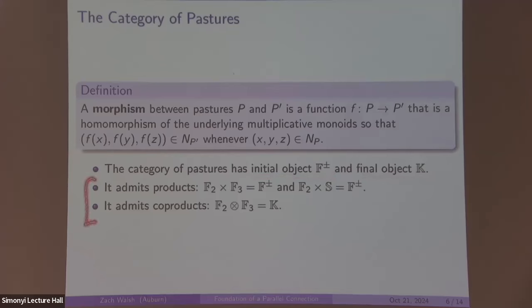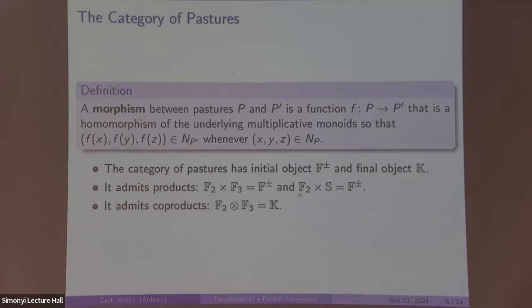And it also has products and co-products. So for example, the product of the 2-element field and the 3-element field is the regular partial field. Okay. So I'm pretty new to category theory. I should say this is not my background. So the way I understand this is that this regular partial field is the most general pasture that has morphisms to F2 and F3. And since this is the initial object, it's actually unique.